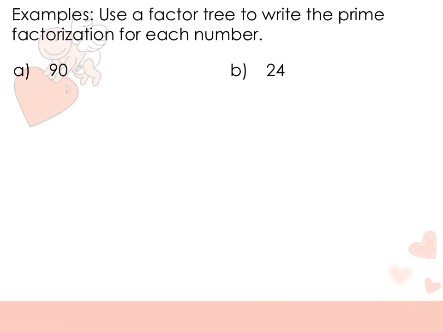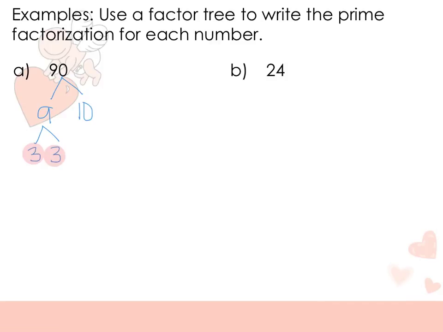All right, let's take a look at a couple examples here. I'm going to start with 90. Again, there are multiple ways to do this one. Most often, I will see students break this one apart initially into 9 times 10. But unfortunately, those two are not prime numbers. So I'm going to think of two numbers that multiply to 9, which are 3 and 3, which just so happen to be prime numbers. Good.